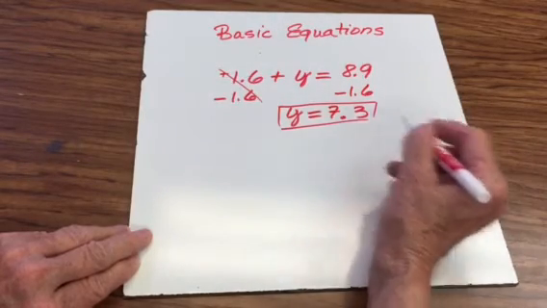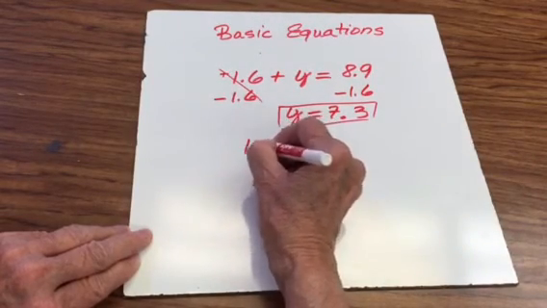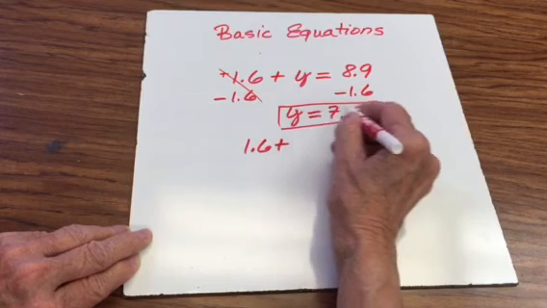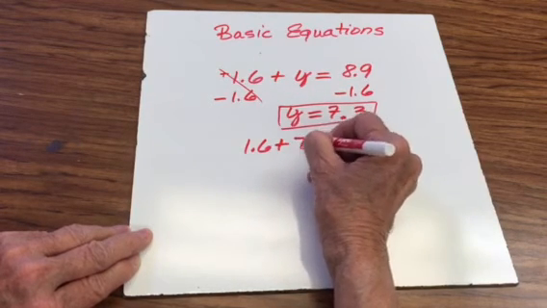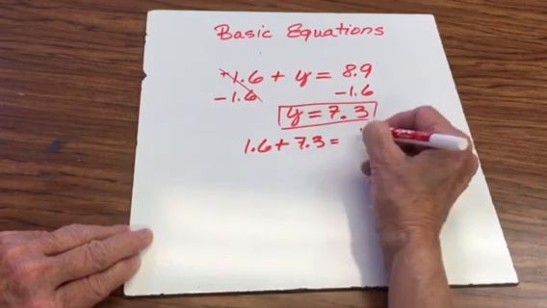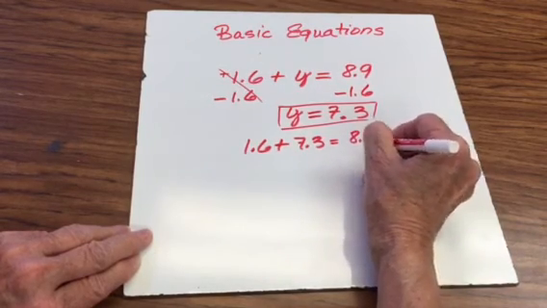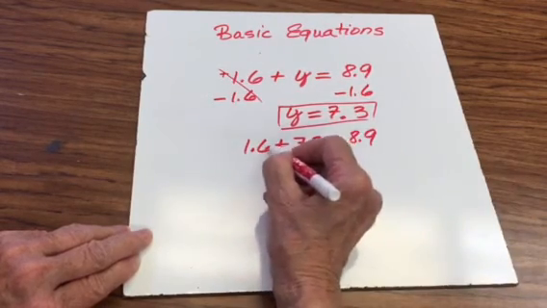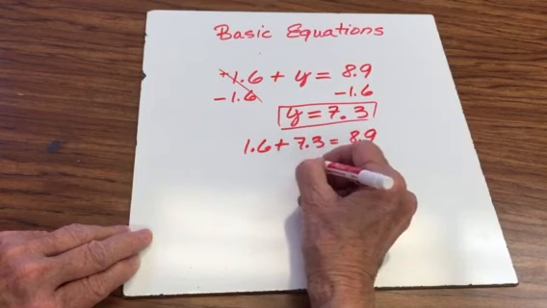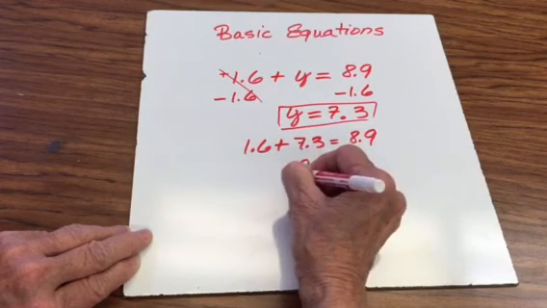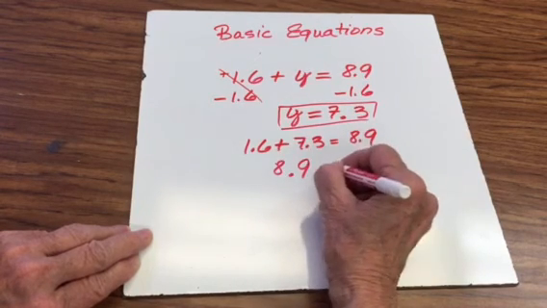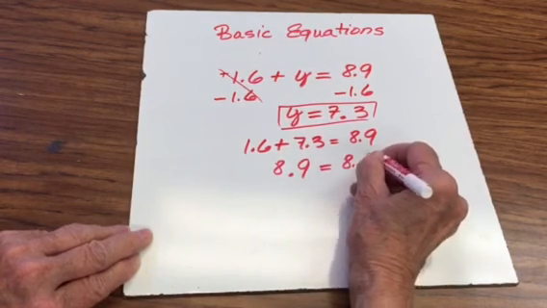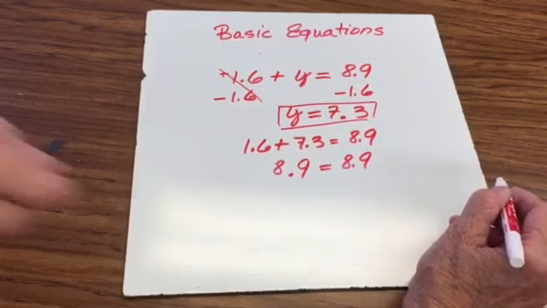Let's see if we're right. 1.6 plus, I'm going to substitute 7.3 for y, equals 8.9. Let's see if it does. 6 plus 3 is 9. I'll put down my decimal. 1 plus 7 is 8. So that equals 8.9. So I know the answer is correct.